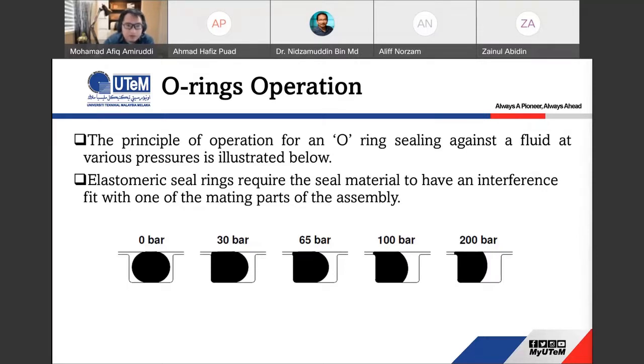The principle of operation for an O-ring sealing against a fluid at various pressures is illustrated below. You can see this operation from 0 bar until 200 bar. An elastomer ring seal requires the sealing material to have an interference fit with one of the mating parts of the assembly. This is an example of O-ring operation during a high pressure application.